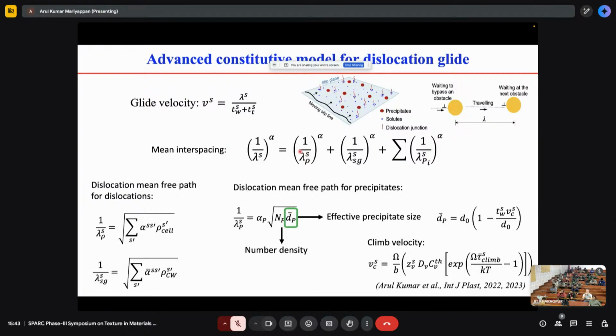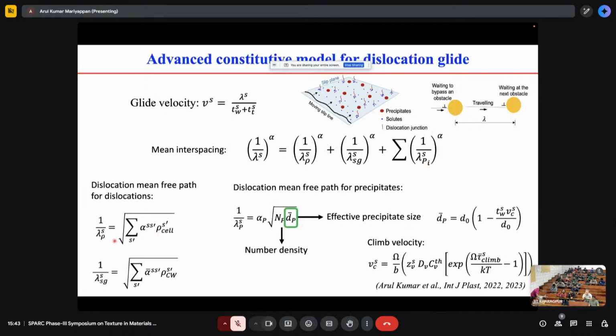What obstacles do we have? Lambda rho denotes the mean free path for the dislocation type obstacles. Lambda sg is the mean free path between the subgrain boundaries, and lambda p corresponds to the mean free path between the precipitate type obstacles. We may have multiple precipitates. That's why I put a summation over here, and then I have an i in the subscript.